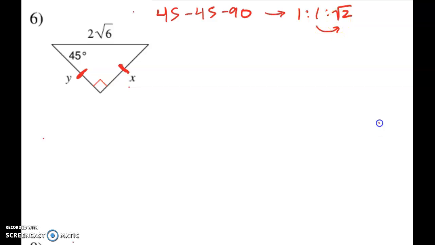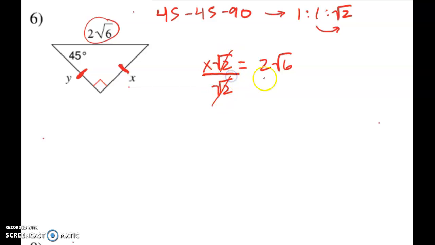So let's go ahead and write that. Take one of the legs, multiply it by root 2, and I get the hypotenuse, but we have an expression for the hypotenuse. So it's 2 root 6, and there's my equation that I can go through and solve for x. So I want to solve for x. I want to get rid of whatever is being done to x, so I divide by root 2 to get that to cancel. Whatever I do to one side, make sure we do to the other. x equals 2 root 6 divided by root 2.